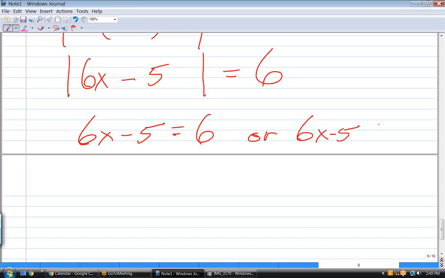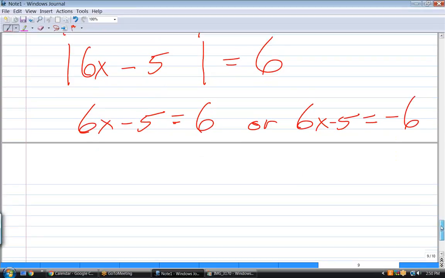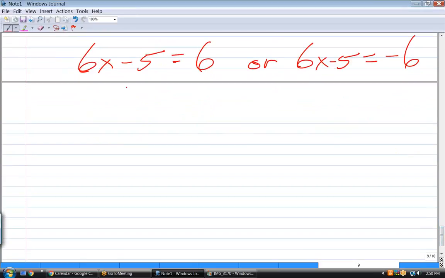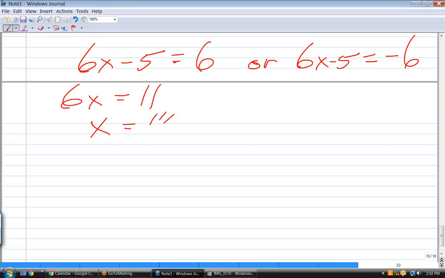A lot of people try to. What's that equal to? -6. Okay, now let's solve each equation. We're going to come up with our two answers. So then you're going to add 5 to both sides, and divide by 6, and that'd be 11/6.